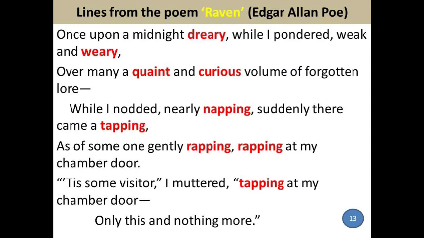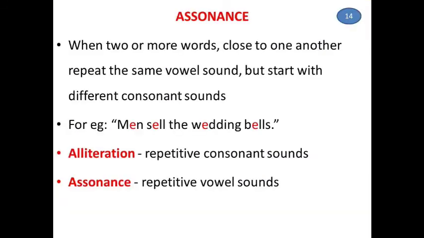Alliteration has a great role in rendering beauty to this poem. Now the last topic for discussion in this video lesson, that is assonance. Assonance takes place when two or more words close to one another repeat the same vowel sound but start with different consonant sounds. For instance, in the following sentence, men sell the wedding bells, the same vowel sound of the short e repeats itself in almost all the words excluding the definite article.